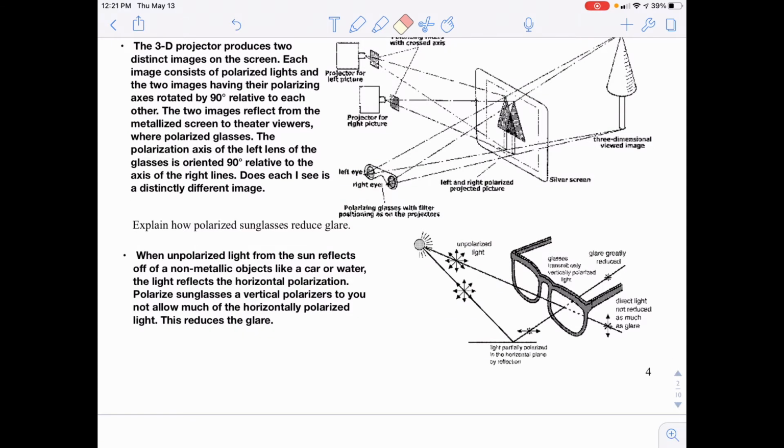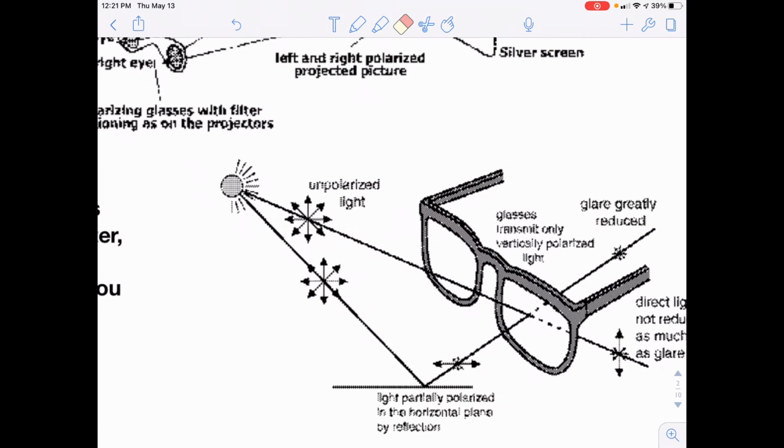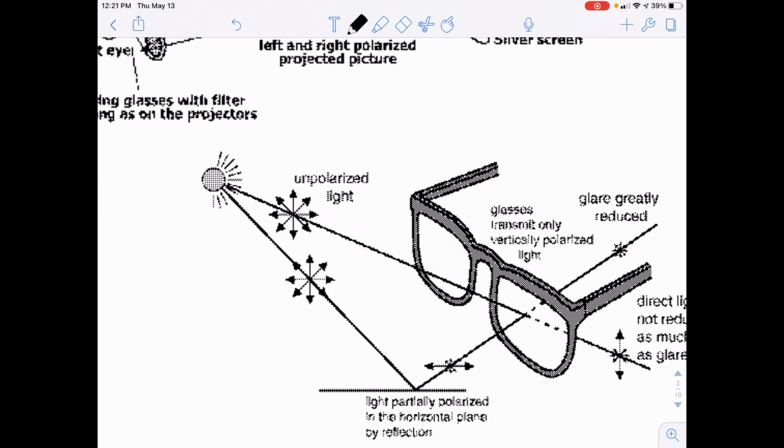We have unpolarized light from the sun that bounces off and reflects from some non-metallic surface. It could be the fiberglass hood of a car in front of you in traffic. It could be the glare of the sunlight coming off of the water. But either way, when the light reflects off of the horizontally positioned surface of a non-metallic surface, then what's going to happen is that reflection is going to be mainly, not completely, but mainly horizontally polarized light.